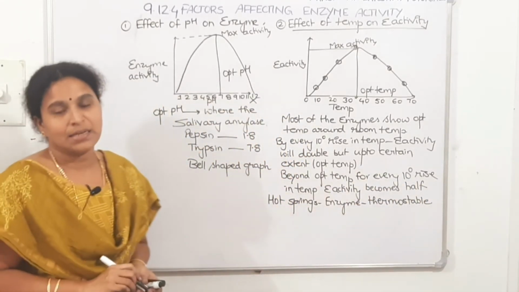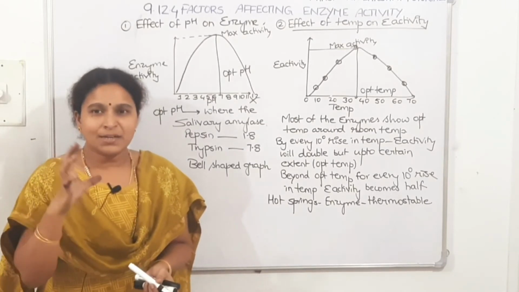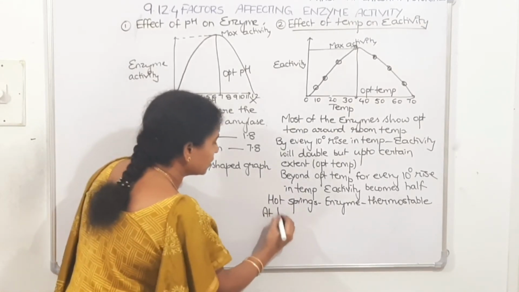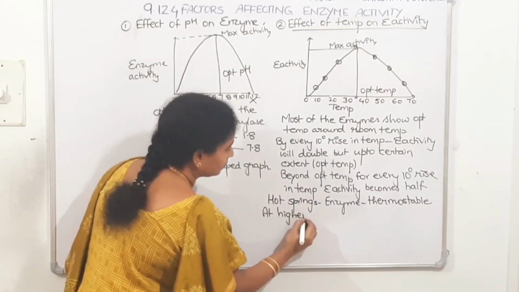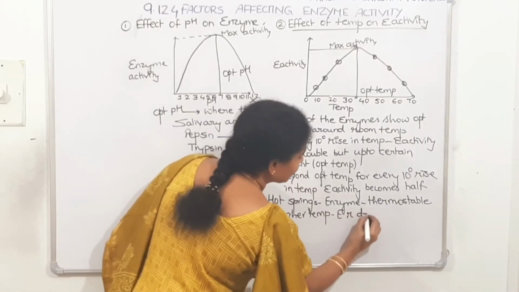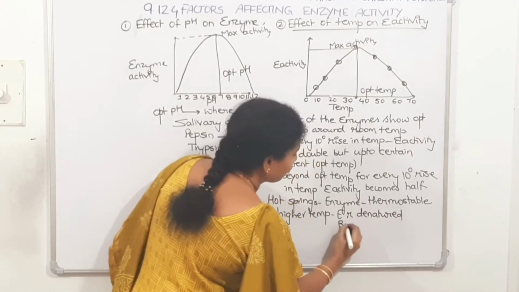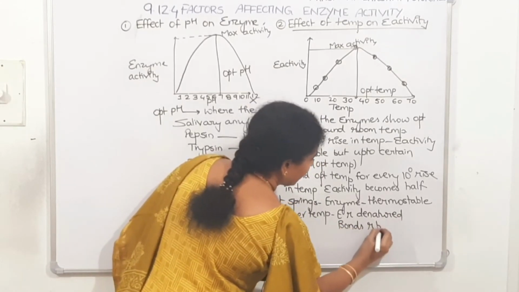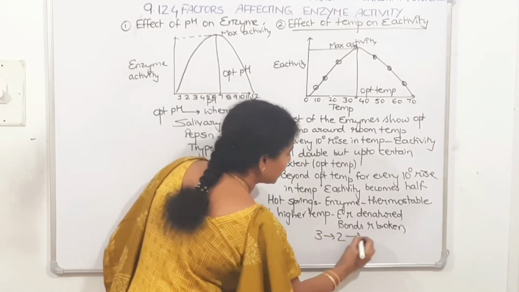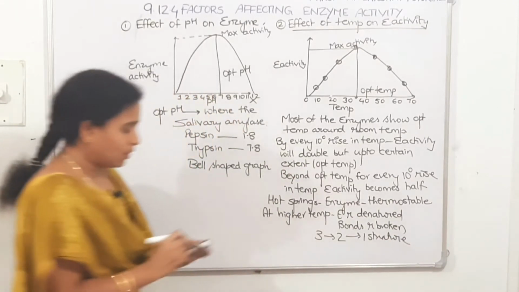At higher temperature, enzymes get denatured because the tertiary structure is lost. It will become secondary and primary structure. What happens at higher temperatures? Enzymes are denatured. What do you mean by denaturation? Bonds are broken. What do you mean by bonds are broken? Tertiary structure becomes secondary structure becomes primary structure. It becomes a linear structure. That active site and all will be lost.